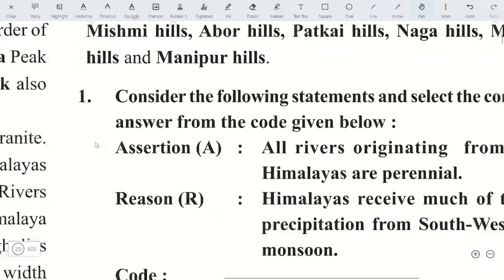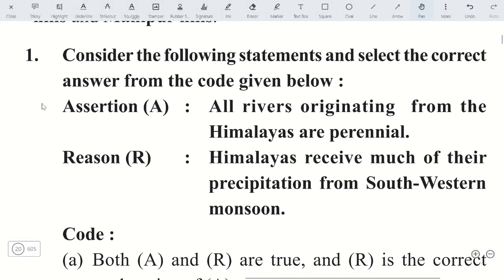The first question. There are some statements. Consider the following statements and select the correct answer from the code given below. Assertion and reason. All rivers originating from the Himalaya are perennial. What is perennial? It means water flows throughout the year in the river. It is called perennial. And seasonal is when water flows in a particular season. Then Himalayan rivers are perennial rivers.